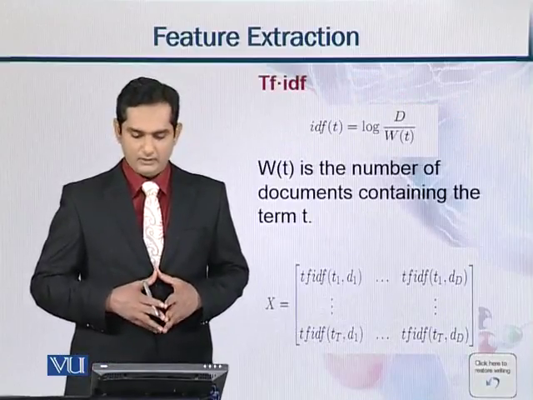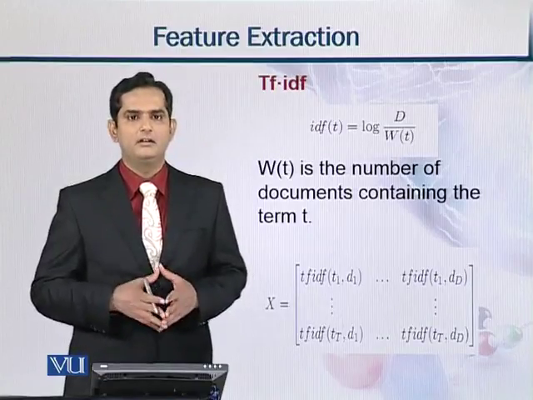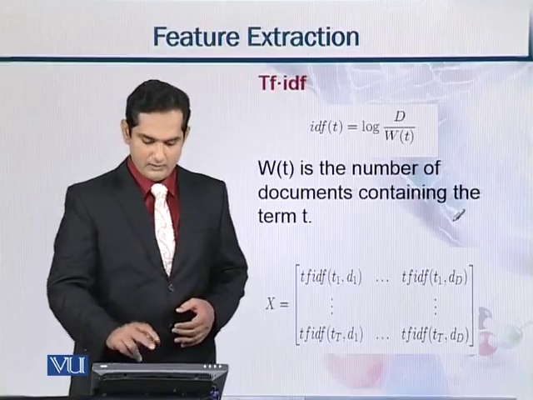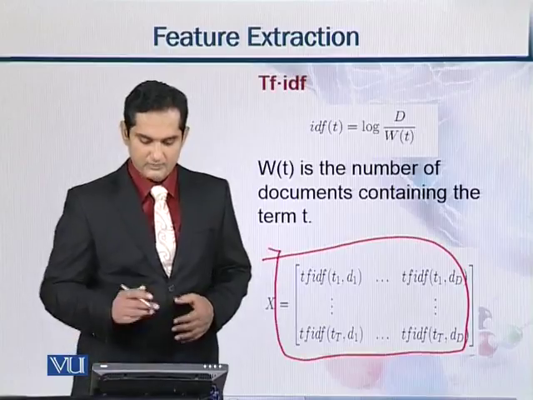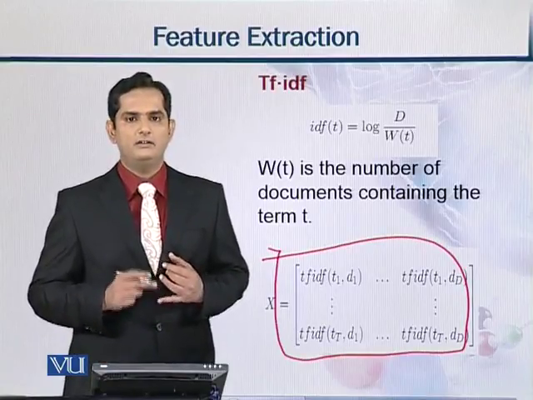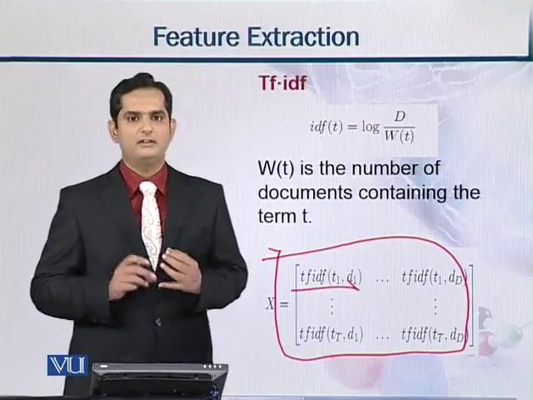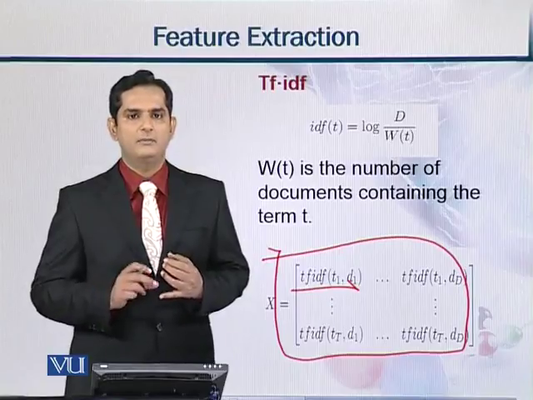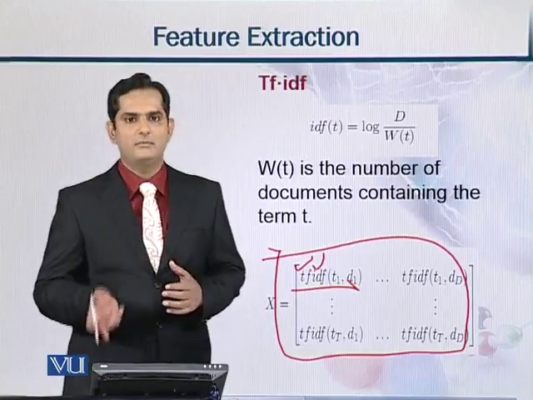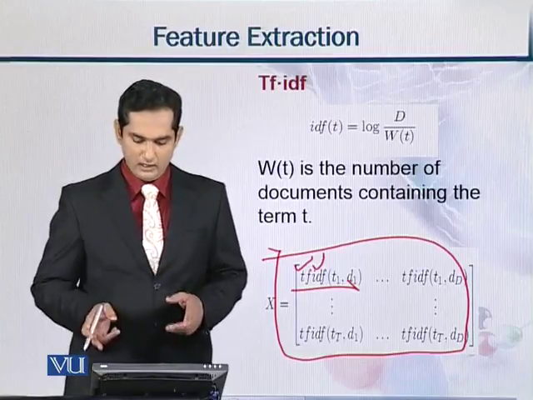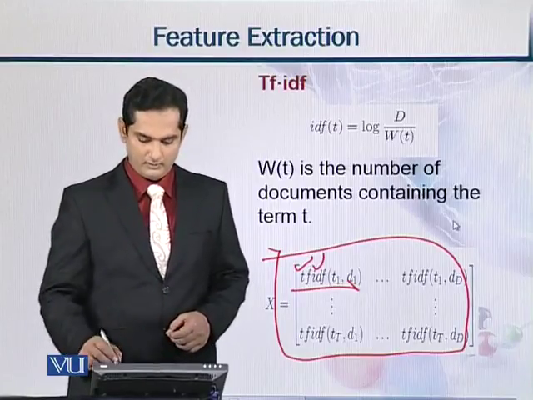Similarly, inverse document frequency, which is shown by log D by Wt, where Wt is the number of documents containing the term t. Finally, I have listed this information in the form of a matrix. At every cell we are taking a combination of term frequency with inverse document frequency. So term frequency combined with inverse document frequency makes the TF-IDF matrix, and it is used for further processing.